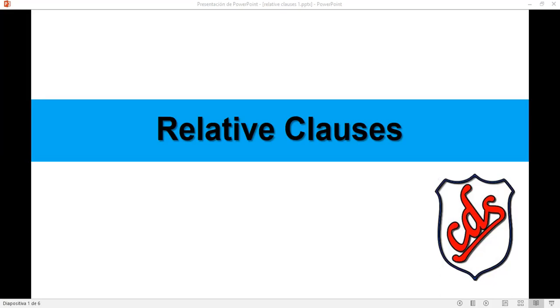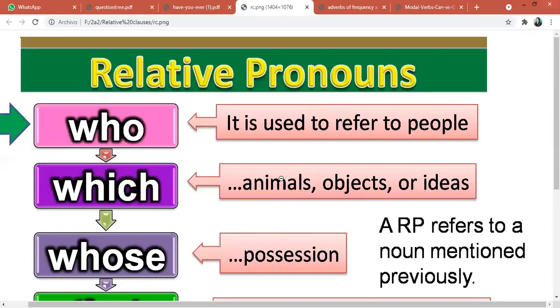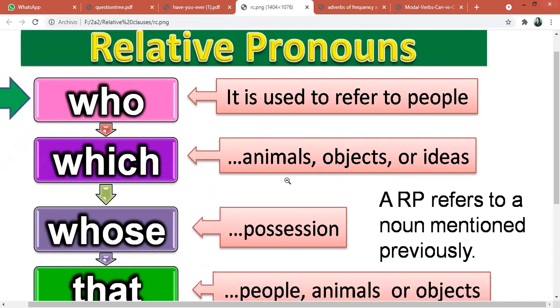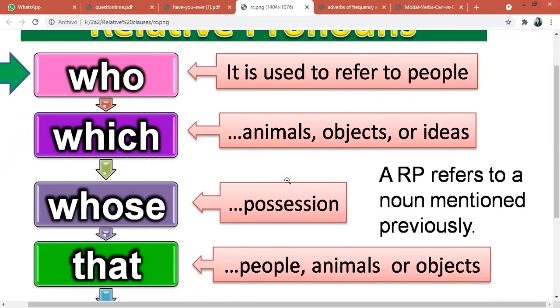So I'm going to show you a picture. I'm going to show you a picture that is about relative clauses or relative pronouns, because you can call them relative pronouns too, okay? So first, I need you to see this picture. We have here the relative pronouns. We have who, that is used to refer to people, okay? Who, that is about people.